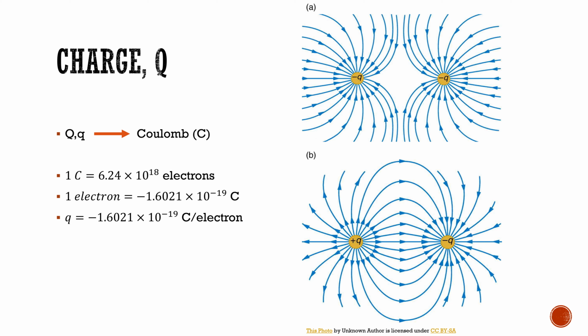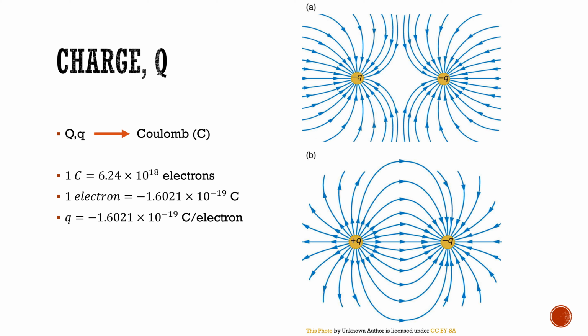Charge is represented by the letter Q and has the unit of coulomb. Let's define the coulomb. A coulomb is the charge of about 6.24 times 10 to the 18 electrons. Stated another way, the charge of an electron is a negative one of 1.6021 times 10 to the minus 19 coulombs. So we can say an electron has a charge equal to minus 1.6021 times 10 to the minus 19 coulombs per electron.